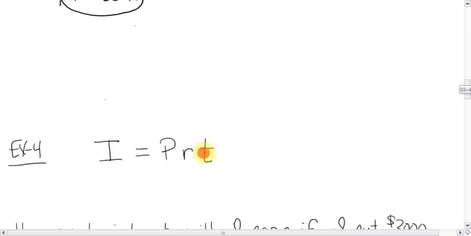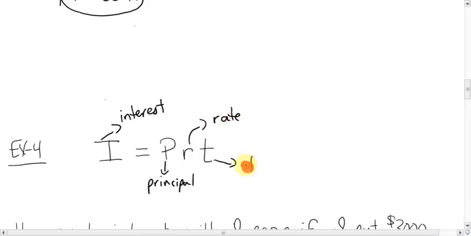And again, in multiplying, it's in any order. I don't have to write it PRT. I could have written this formula I equals TRP, or TPR, or whatever, in any order. That's just the way it's normally written. What does this mean? I is for interest. P is for the principal. R is the rate. T is for time.